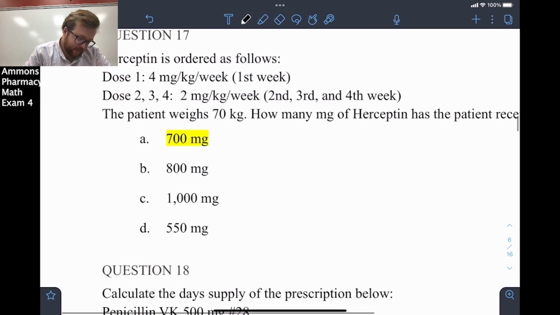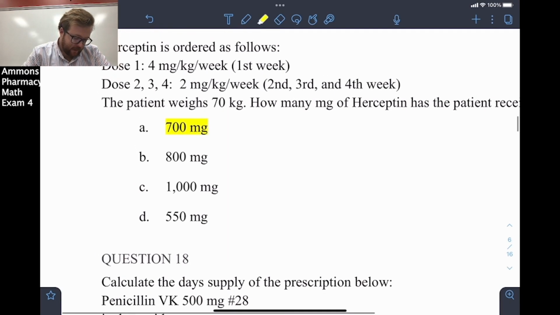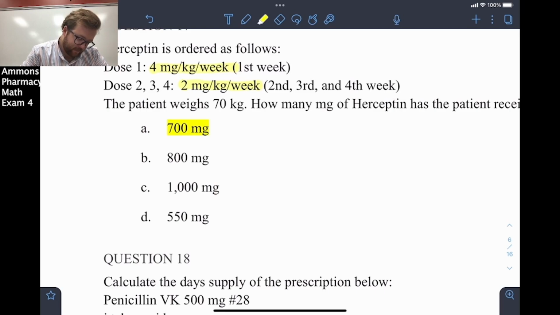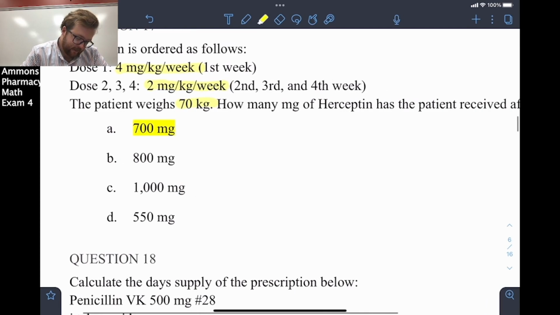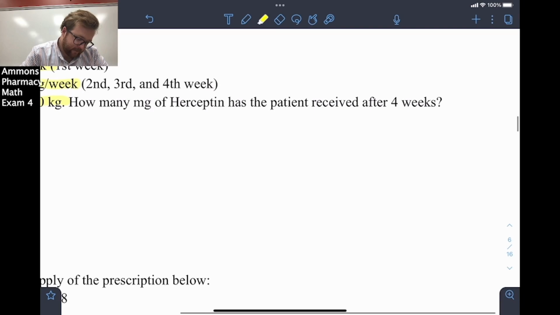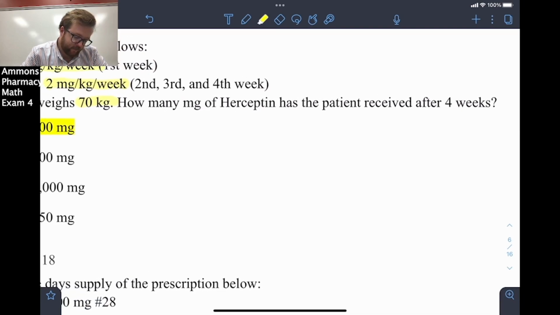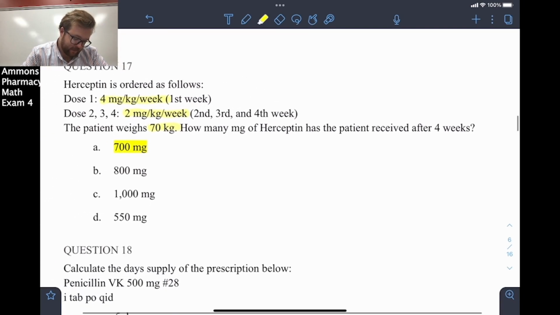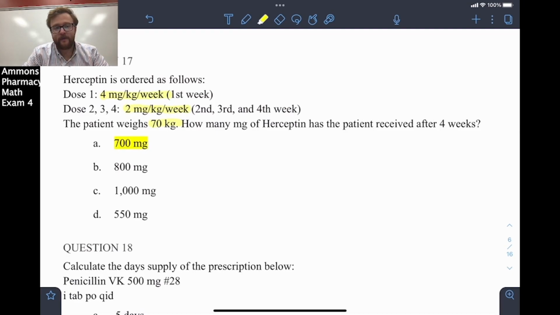Okay, so this one's a little tricky. Please tell me I didn't mess this one up. So we have dose 1, 4 milligrams per kilogram per week. Dose 2, 3, and 4 is 2 milligrams per kilogram per week. The patient weighs 70 kilos. How many milligrams of Herceptin has the patient received after 4 weeks? So what you need to do here is understand the fact that the patient weighs 70 kilos.